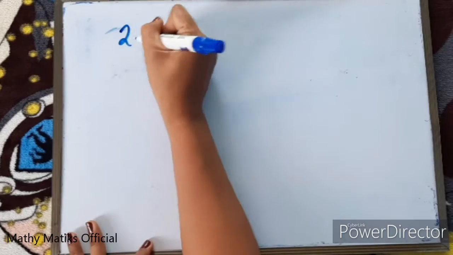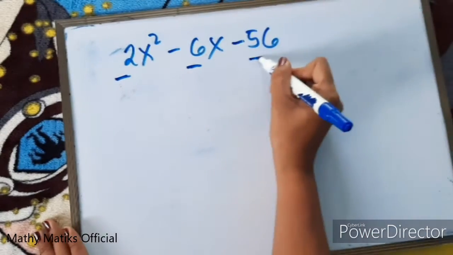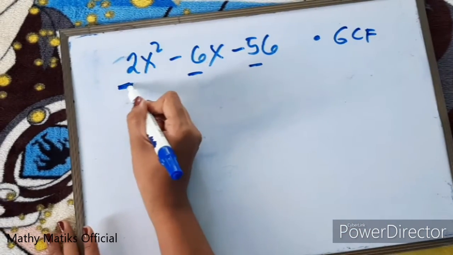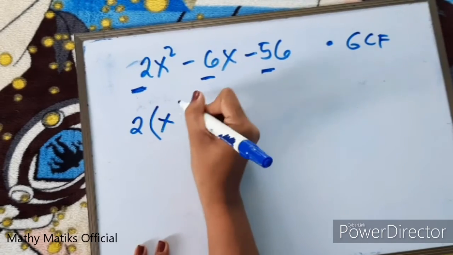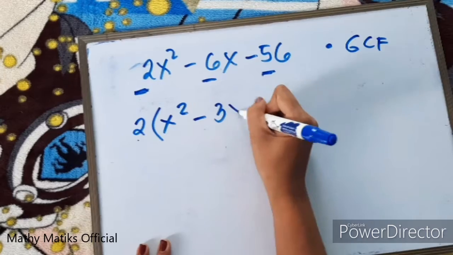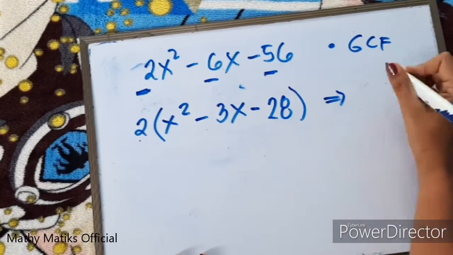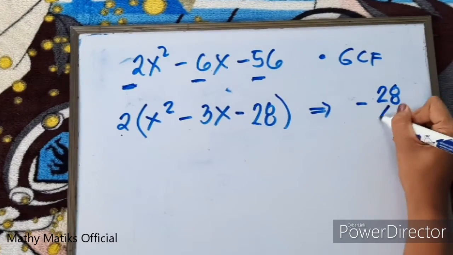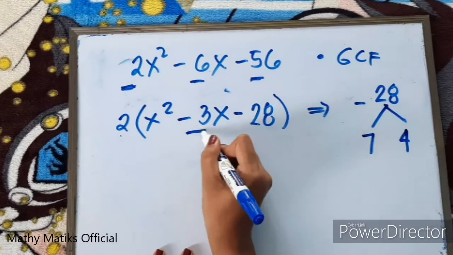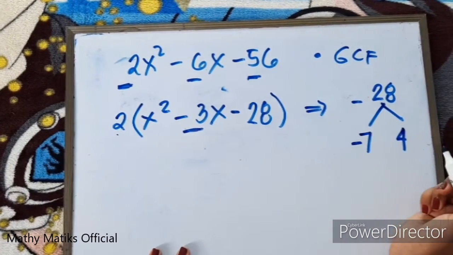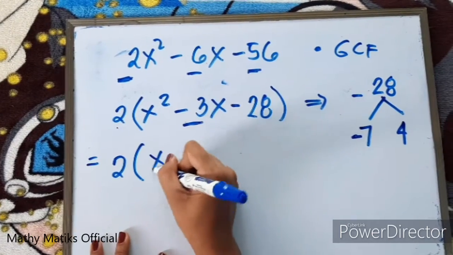Try this one out. We have 2x squared minus 6x minus 56. Notice that the leading coefficient is not 1 but 2. We can handle this by first getting the GCF, which is 2, since our coefficients are divisible by 2 and the constant also is divisible by 2. So 2x squared divided by 2 is x squared. Negative 6x divided by 2 is negative 3x. Negative 56 divided by 2 is negative 28. This is where we get the possible factors of negative 28 which, when added, equal negative 3. We have only 7 and 4. Since the sum is negative, the bigger number will be negative. Negative 7 plus 4 is negative 3. So our factored form of this expression is 2 times x minus 7 times x plus 4.